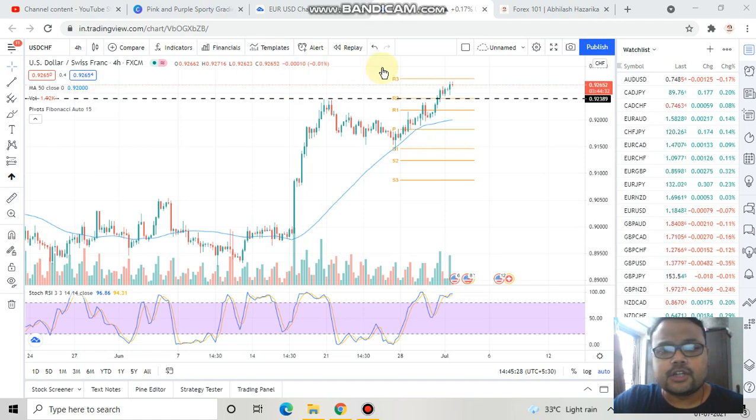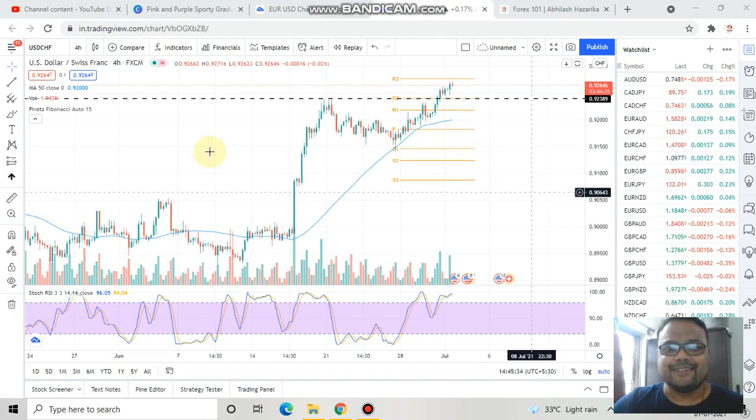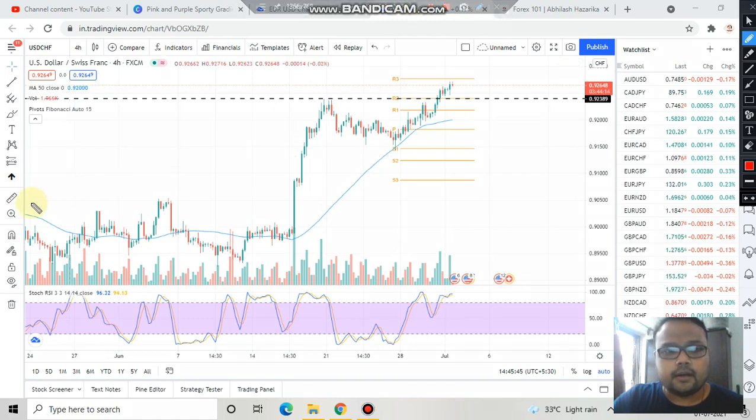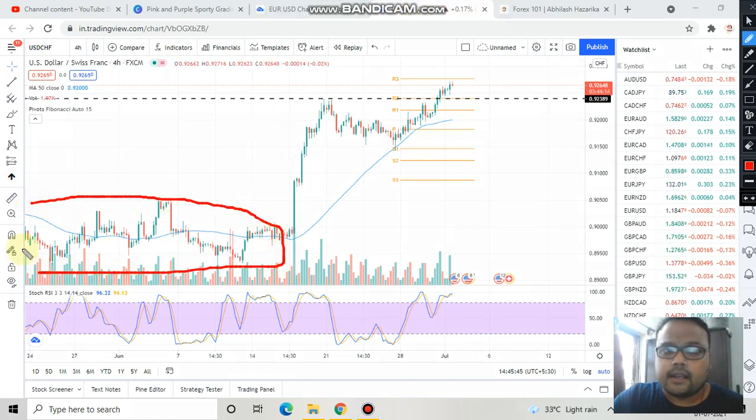So this is the 4 hours chart of US dollar, Swiss franc. Yes, I'm in the most popular time frame in the Forex community, the 4 hours. And as we all know, after the FOMC meeting 2 weeks ago, USDCHF was trading in a tight, narrow range. And after the FOMC meeting, dollar became very strong, and currency pairs like USDCHF, US dollar, Canadian dollar saw heavy buying pressure.